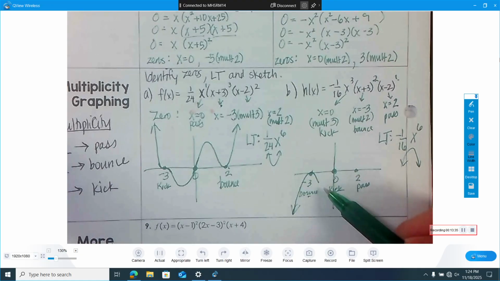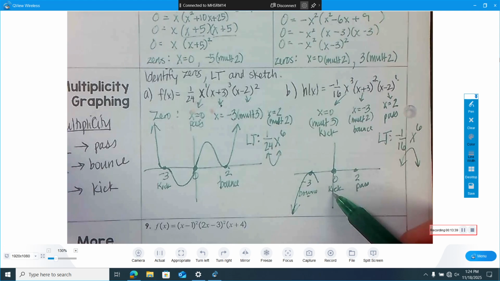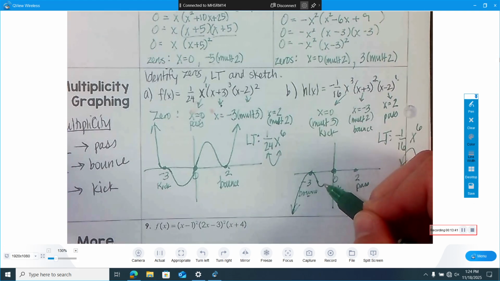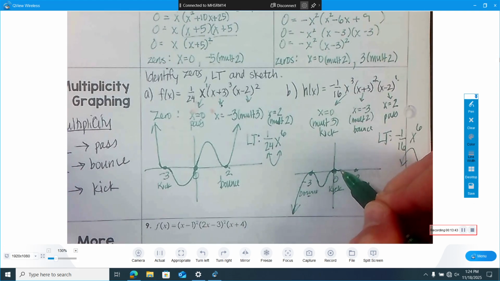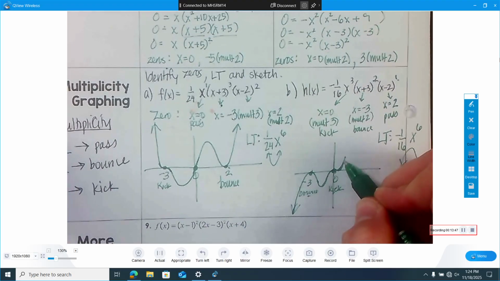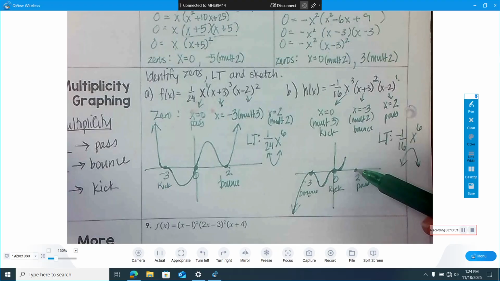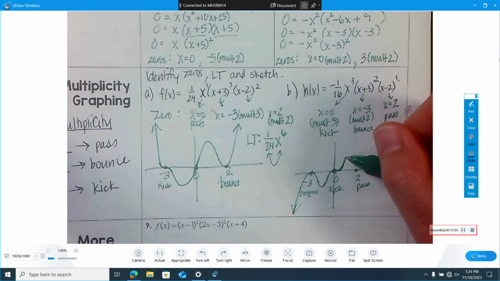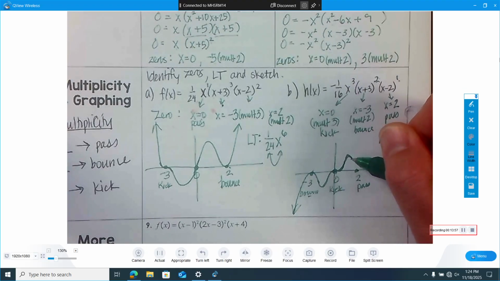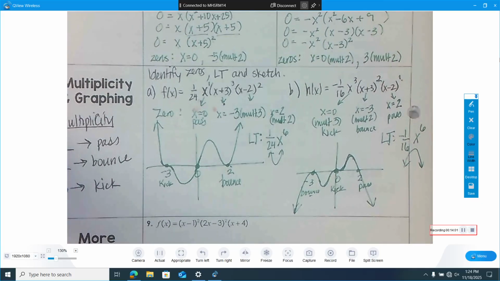And then I got to turn around and pass through the 0, and I'm going to pass through with a little kick. So I turn around, and it does this little jog to the right, and then goes up. And then I got to turn back around and pass straight through the 2, because it just has a multiplicity of 1.